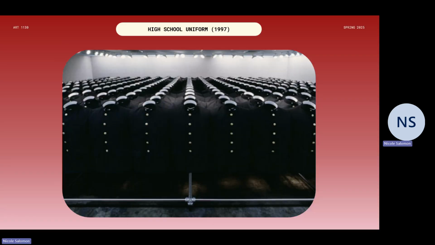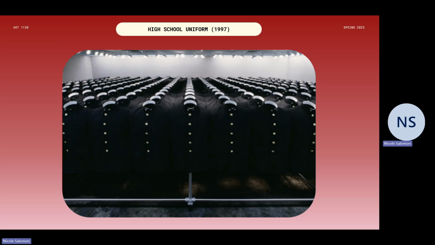So the first work I will be talking about is his high school uniform. This work reflects on the impact of Japanese colonial rule in Korea in the early 20th century through the gakuran. The gakuran is the name of this Japanese-inspired Korean uniform that was meant for boys, and it's basically black with high collars and gold buttons.